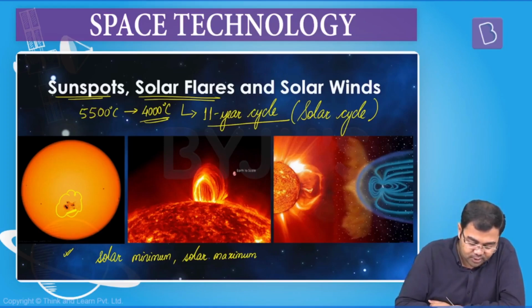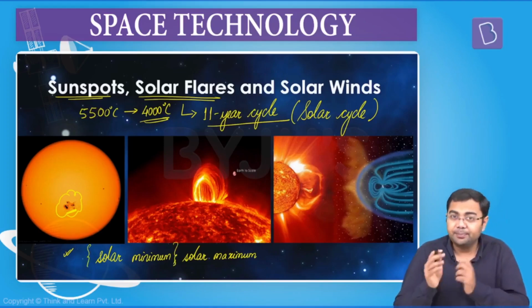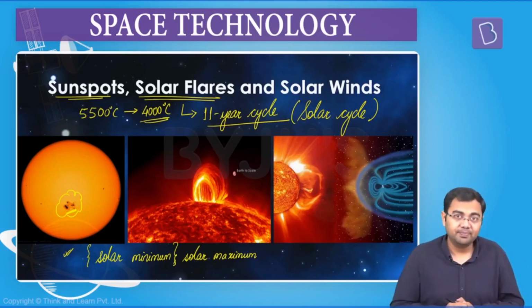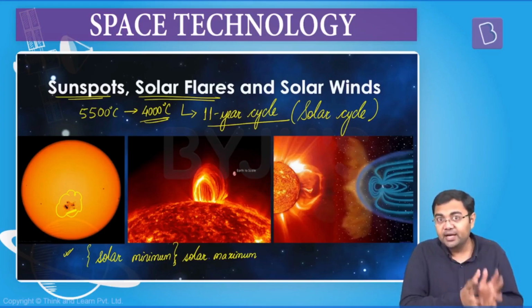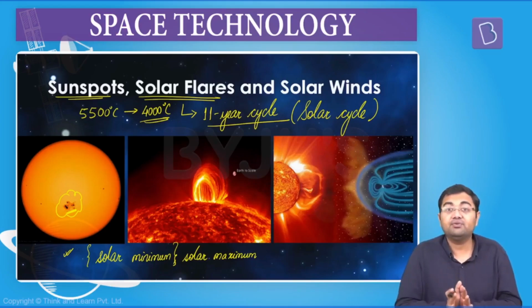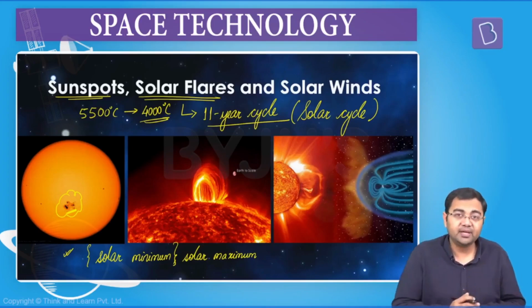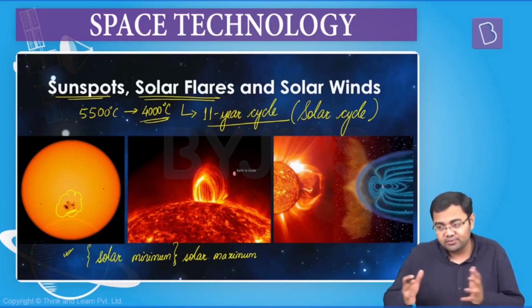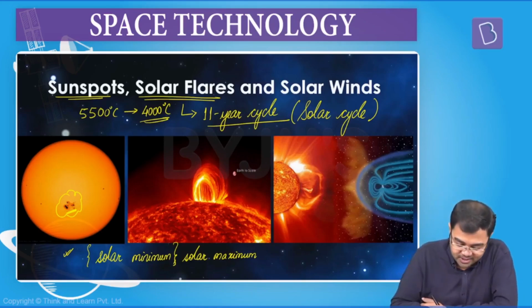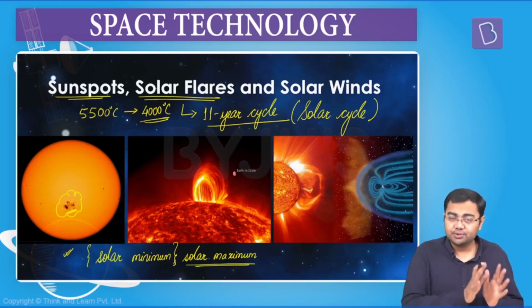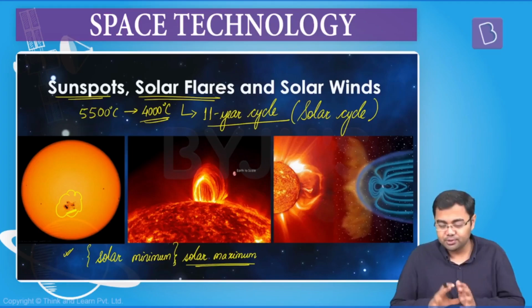Normally we see that solar minimum is observed at the beginning and the end of the cycle. That is, the 11-year cycle that we are discussing here. At the beginning and the end of the 11-year cycle, this is where we see solar minimum happening. And at the center of this 11-year cycle, we see that solar maximum takes place. So these are phenomena associated with the sun, solar minimum and solar maximum.